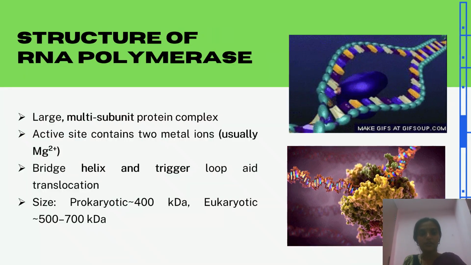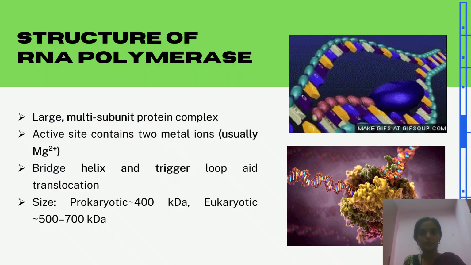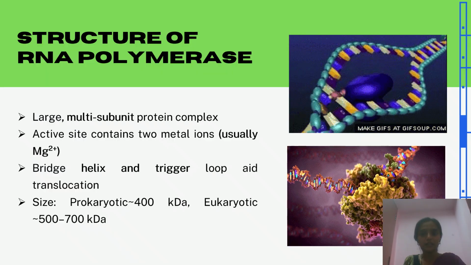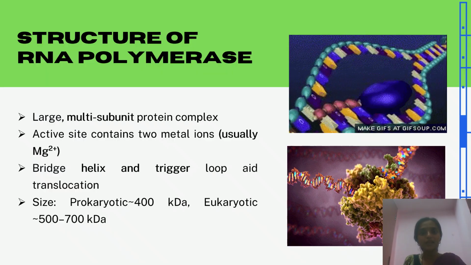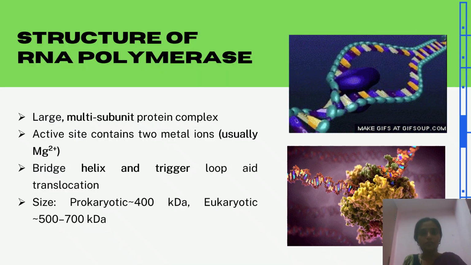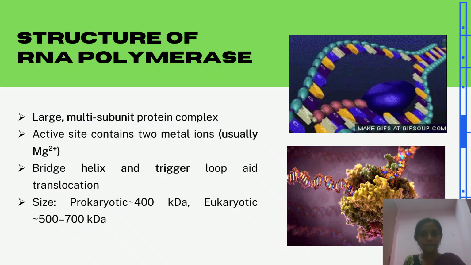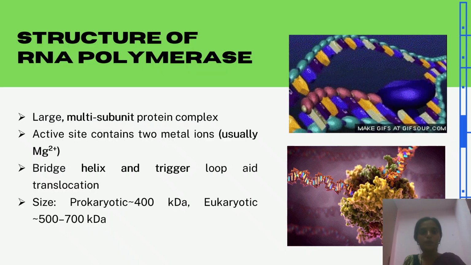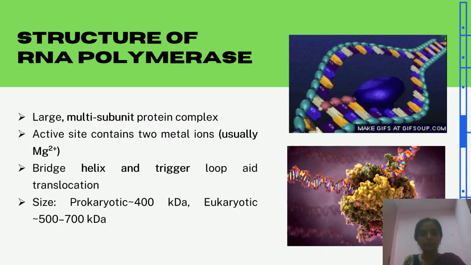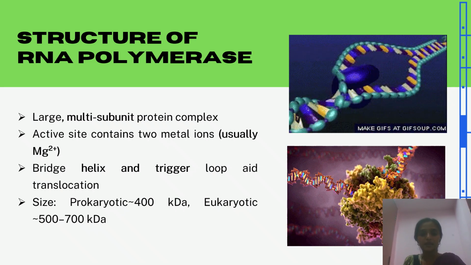The structure of RNA polymerase is a large multi-subunit enzyme. Like a mini factory, its active site usually has two metal ions. One is magnesium, which helps form RNA bonds, and structures called the bridge helix and trigger loop help it move along the DNA efficiently. The size of prokaryotic and eukaryotic polymerases may differ.